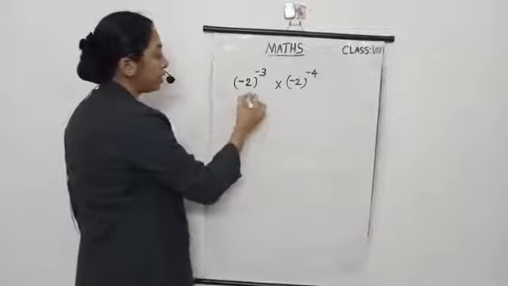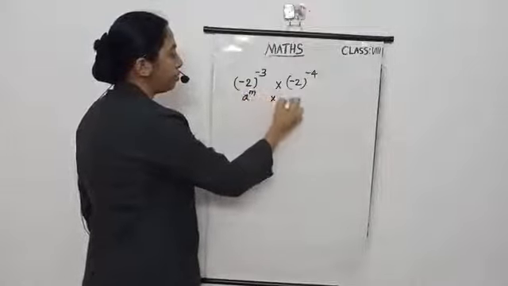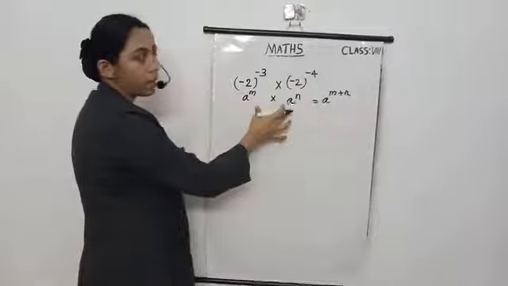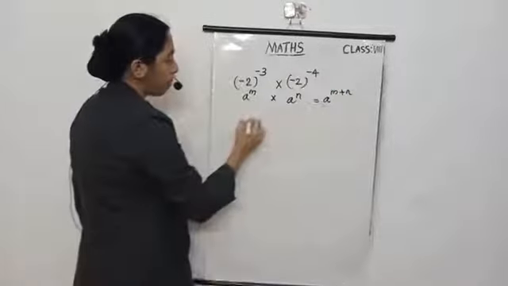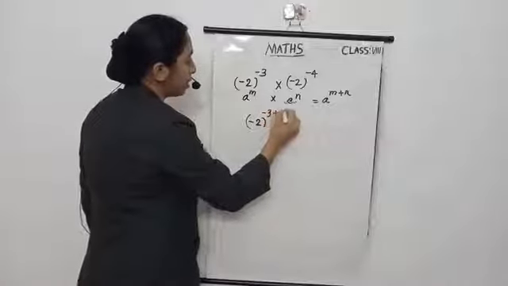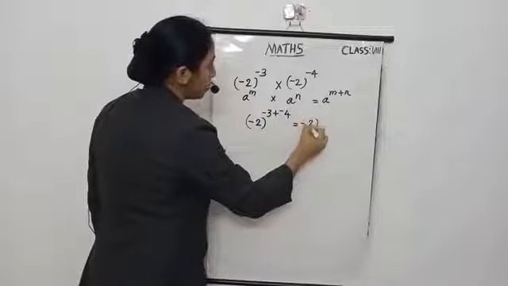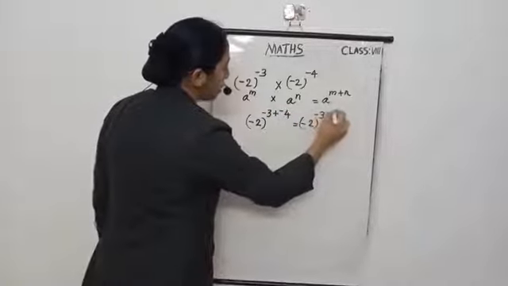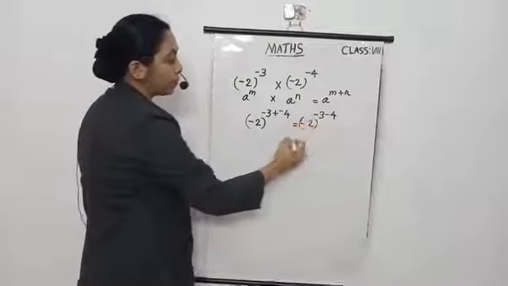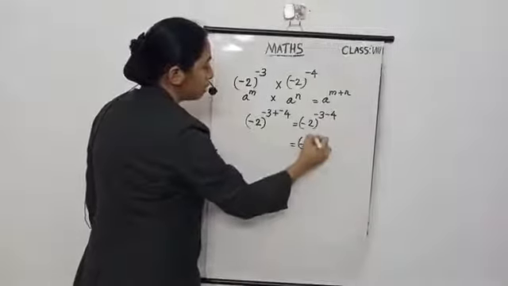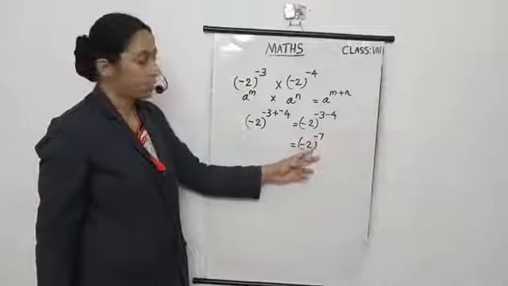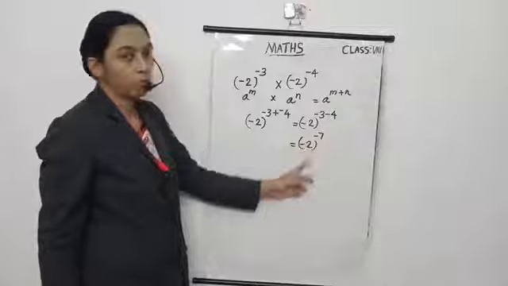Here the same base, isn't it? a raised to m into a raised to n equals a raised to m plus n. Same base, so we can add these powers. So minus 2 raised to minus 3 plus minus 4. This is equal to minus 2 raised to minus 3 minus 4. Both are minus, so add and put the minus sign, and this is equal to minus 2 raised to minus 7.